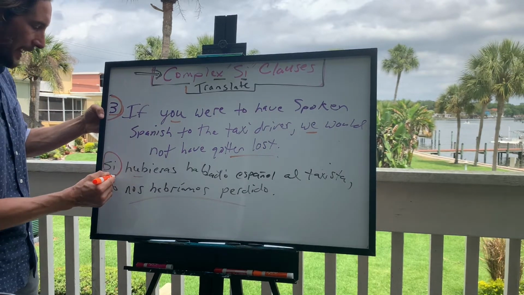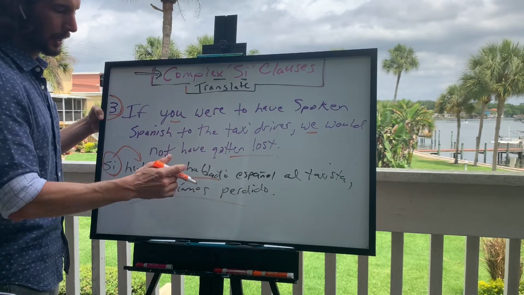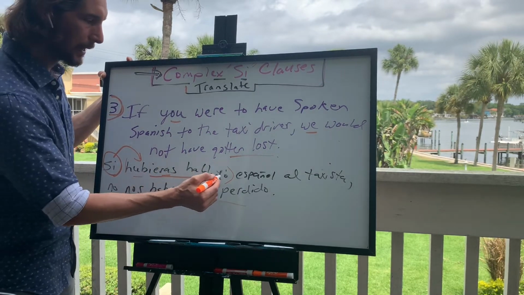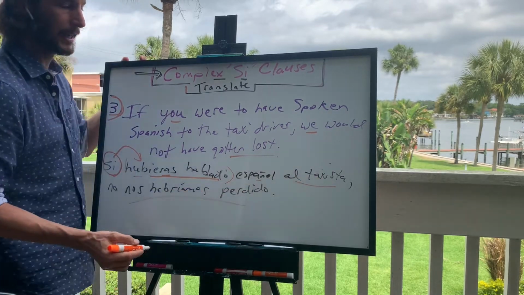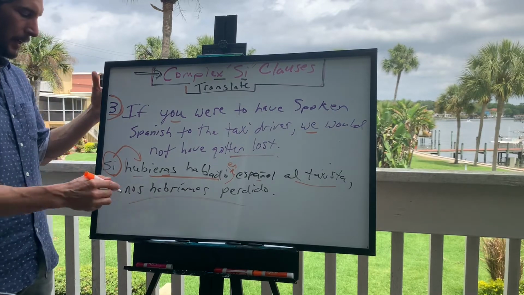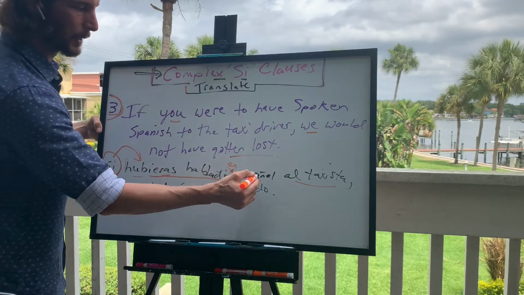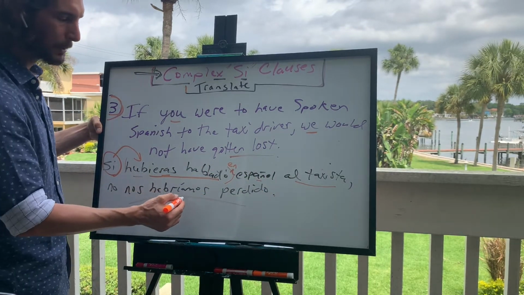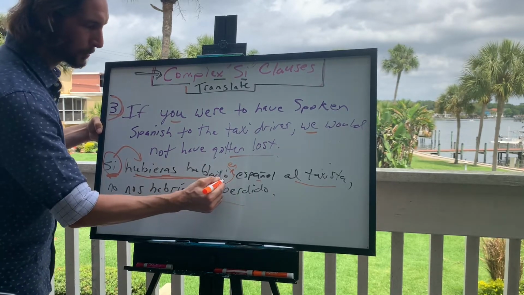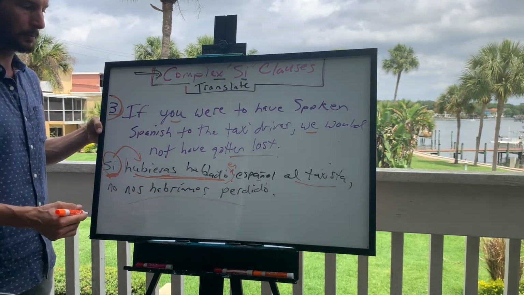Again, we have "si" being paired with the past perfect subjunctive as a block here. Si hubieras hablado español al taxista, or si hubieras hablado en español, you can say that too, al taxista, no nos habríamos perdido. So there you have it, right? If you were to have spoken Spanish or in Spanish, whichever you prefer, al taxista, no nos habríamos perdido.